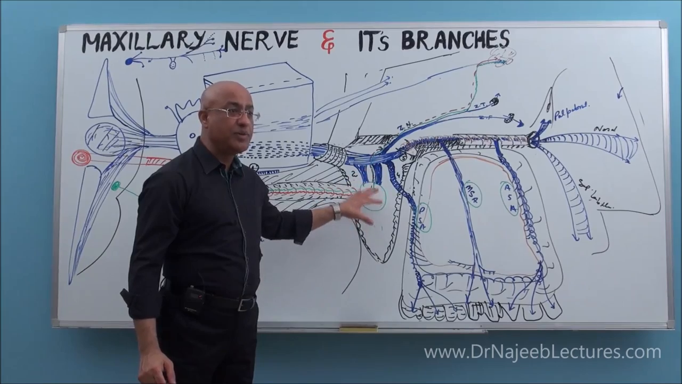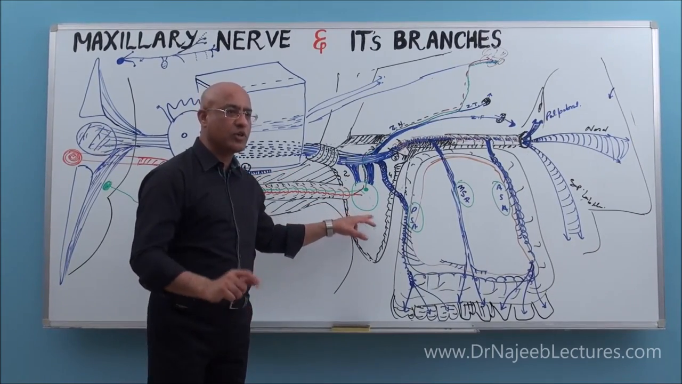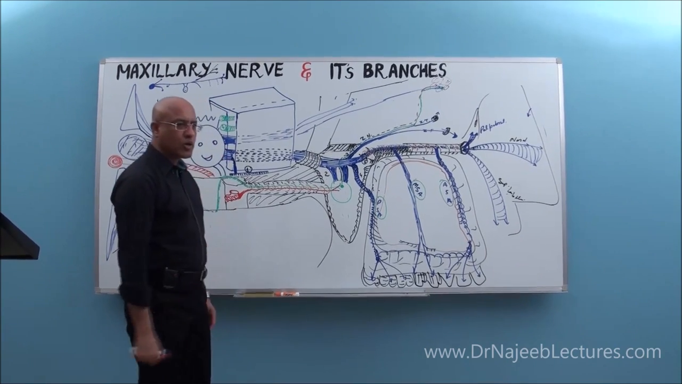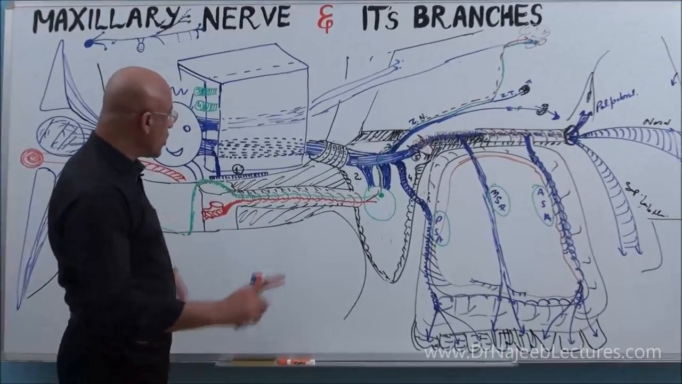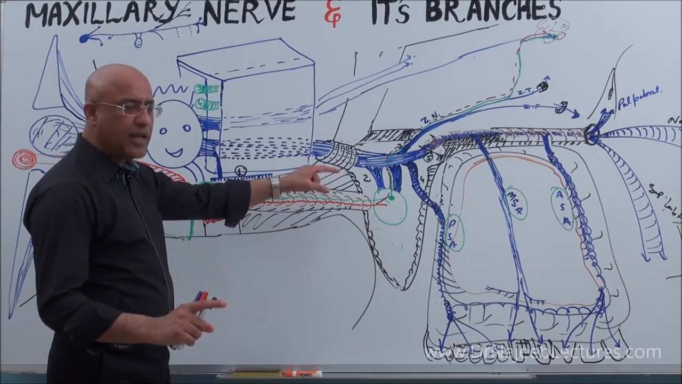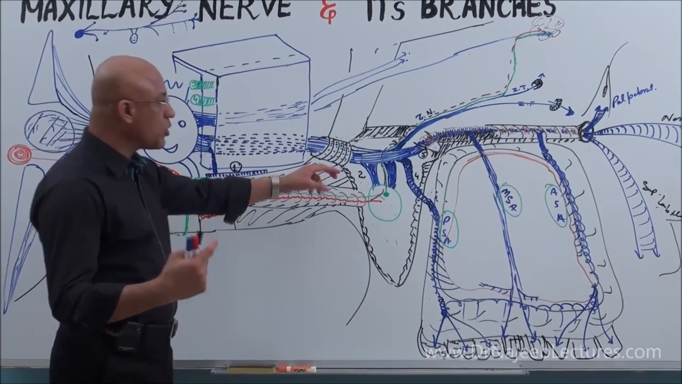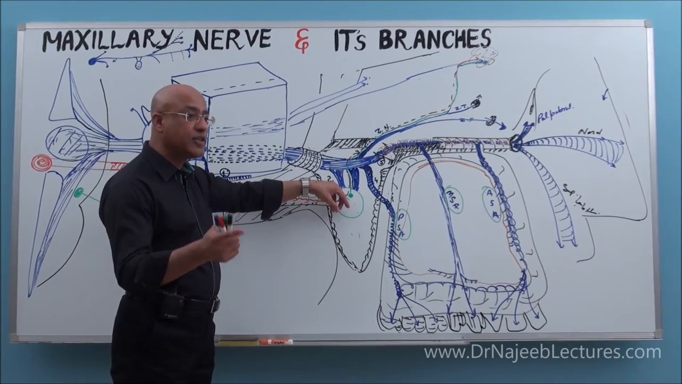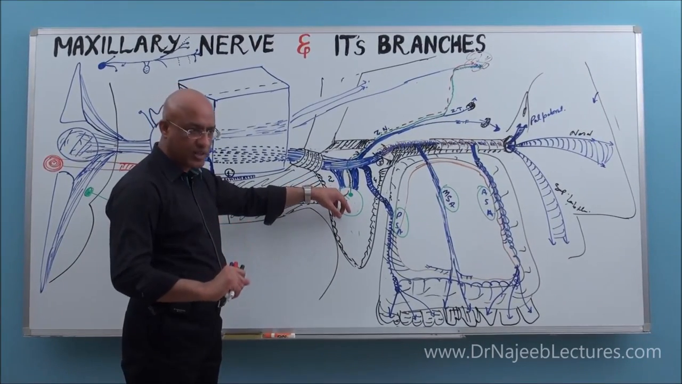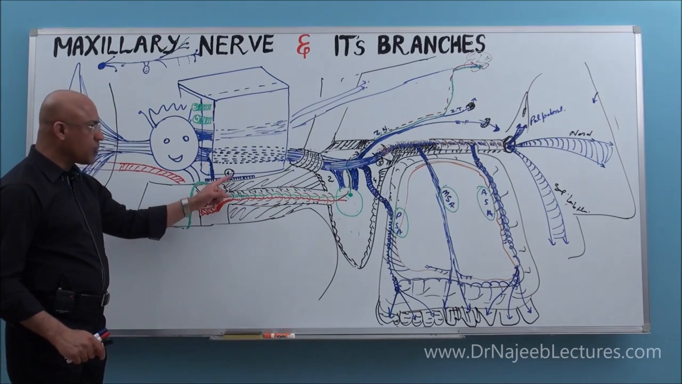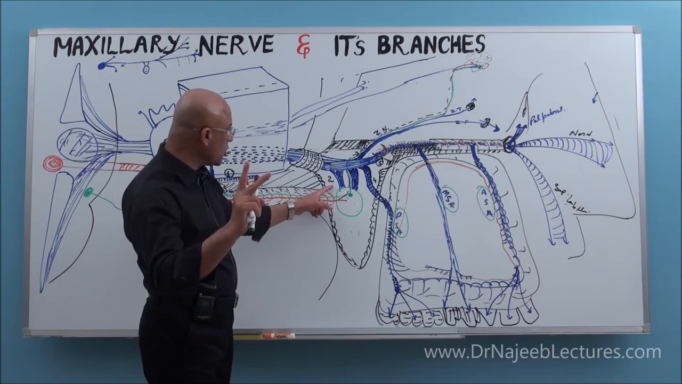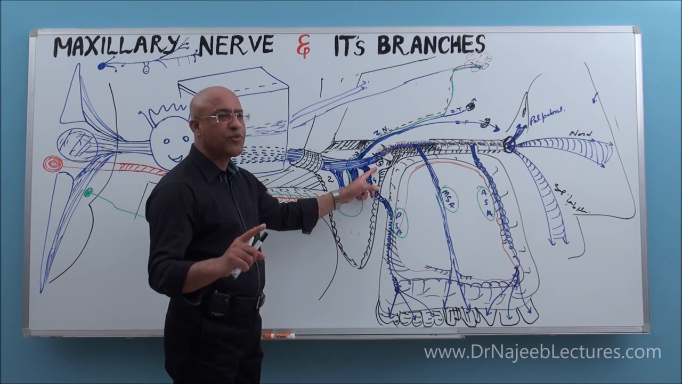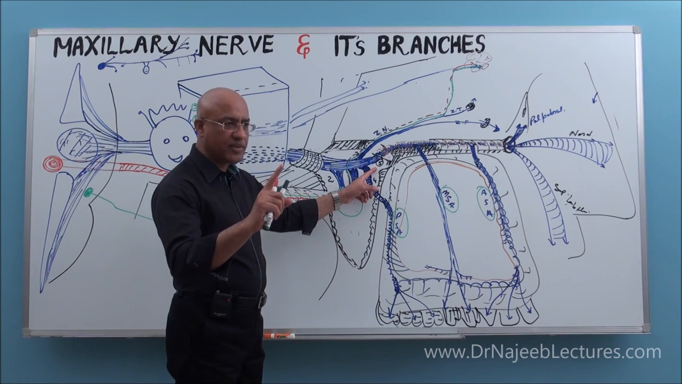The fibers of the maxillary nerve being distributed through the branches of the pterygopalatine ganglion. Right, so we were talking about the branches of the maxillary nerve, and I told you there are direct branches and there are indirect branches which go through the ganglion. The fibers of the maxillary nerve pass through the ganglion and then go along the pterygopalatine ganglion branches to their final destinations. Direct branches were: dural branch, number one; ganglionic branches, number two; zygomatic branch, number three; posterior superior alveolar, number four; and infraorbital nerve, the fifth direct branch, right?